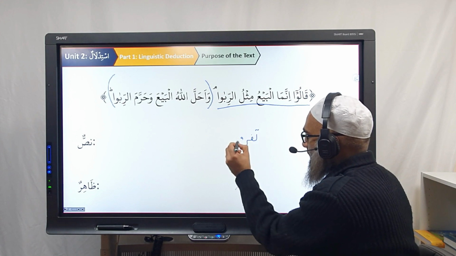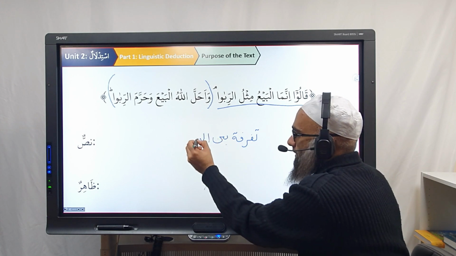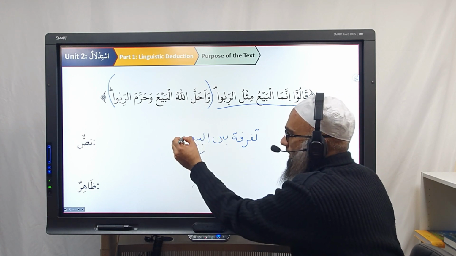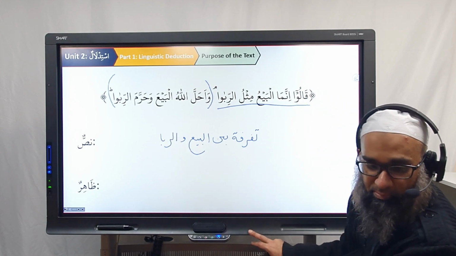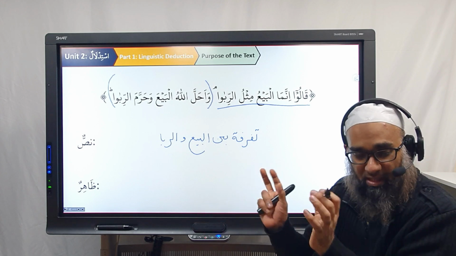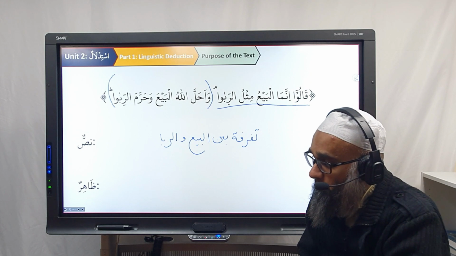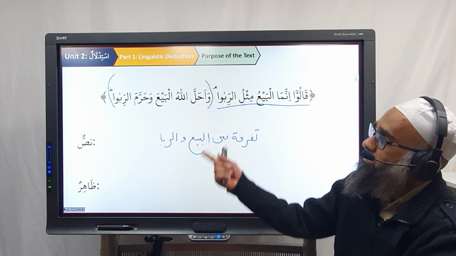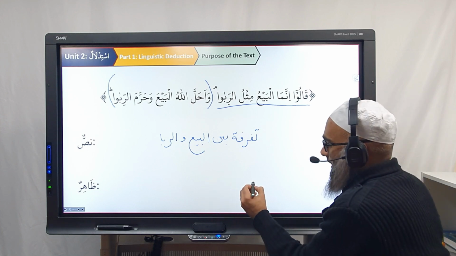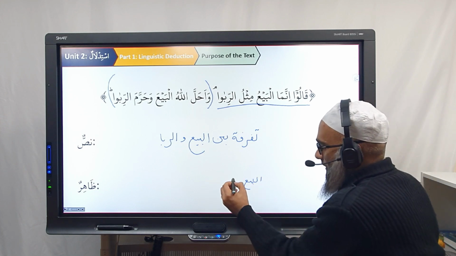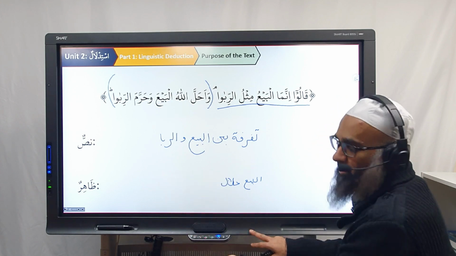tafriqatun bayna al-bay'i wal-riba, to show the difference between bay' and riba. That's why this verse has been brought. This is the primary goal and the primary context and siyaq of this verse. The next thing we also learn from this is that bay' is halal. It's the obvious zahir that al-bay'u halal, wal-riba haram. Yes, that's obvious. We learned that as well.